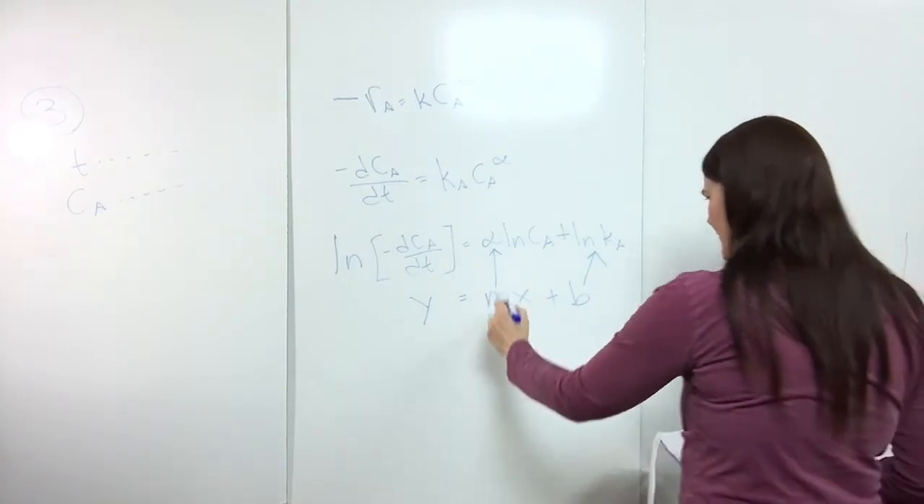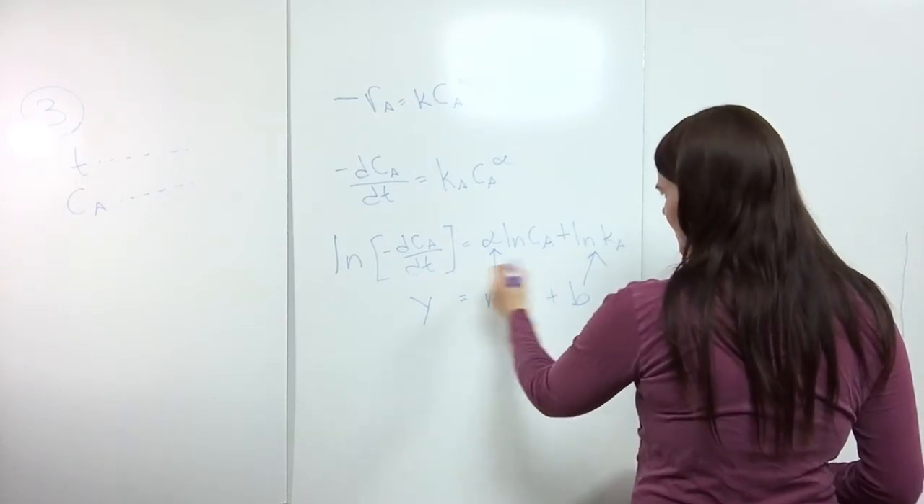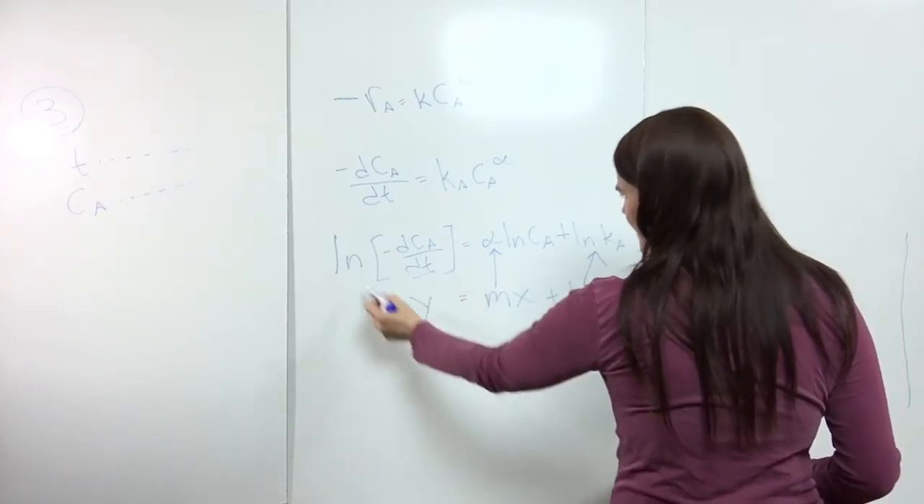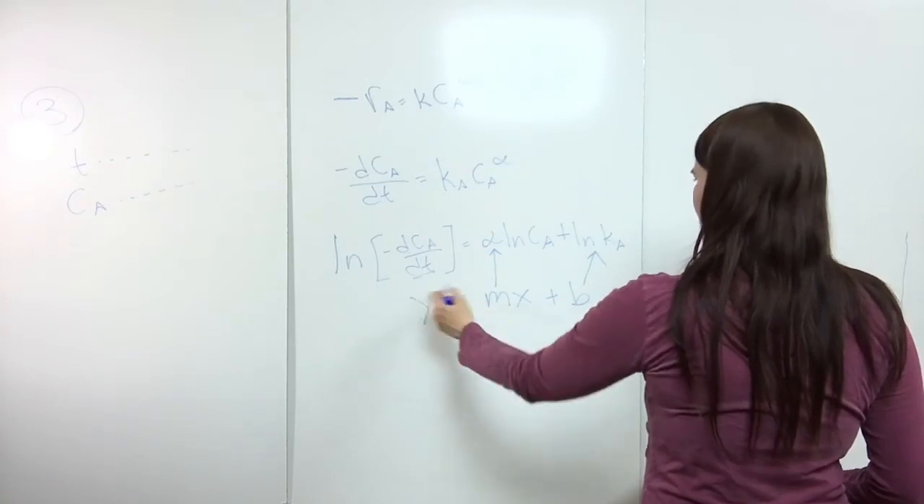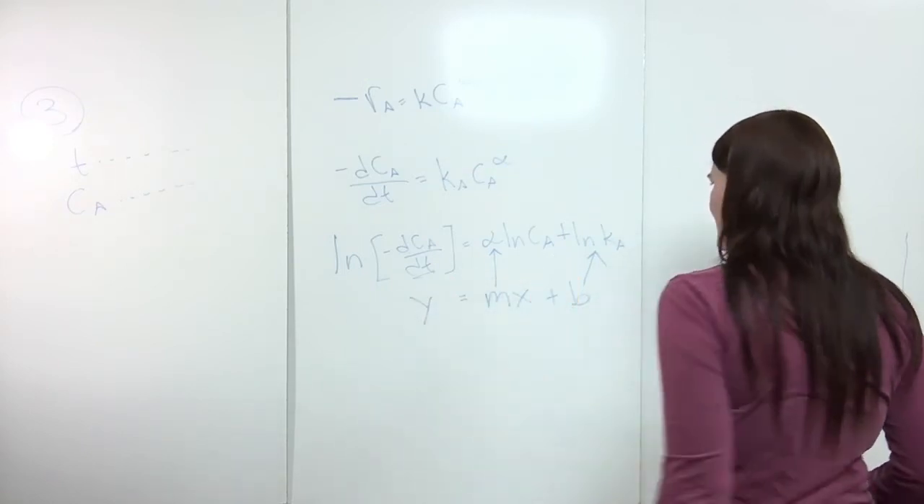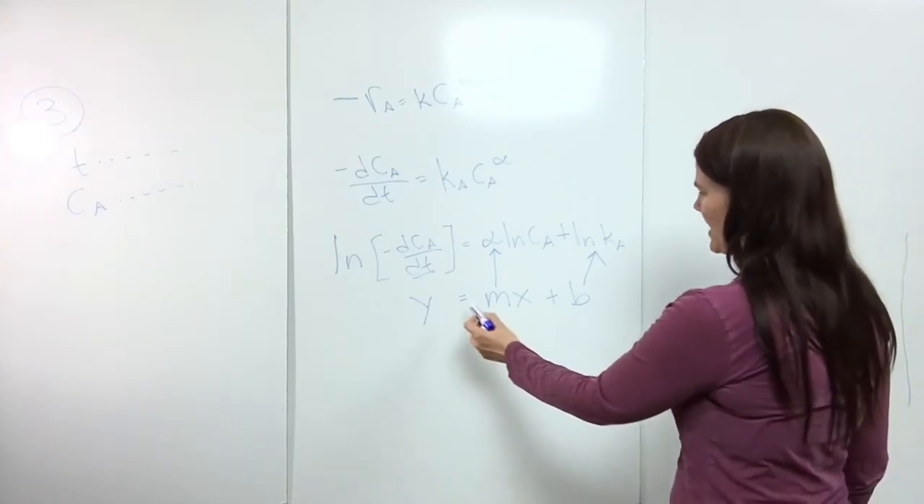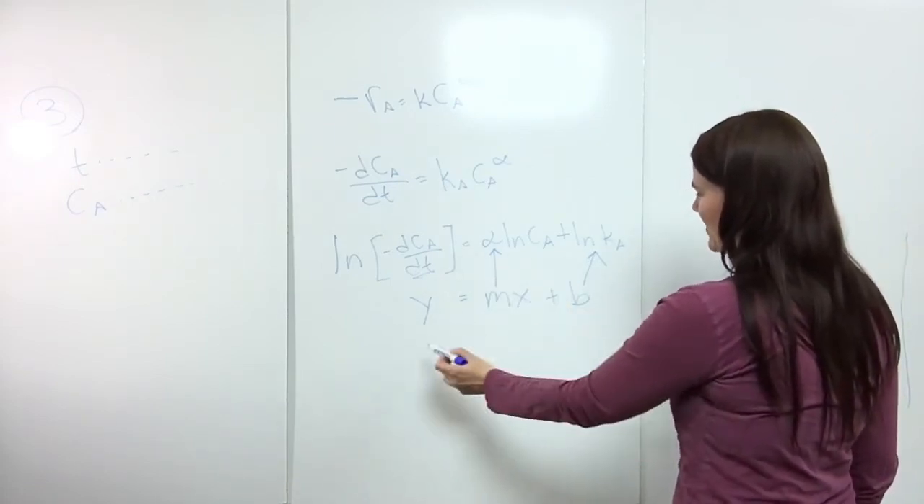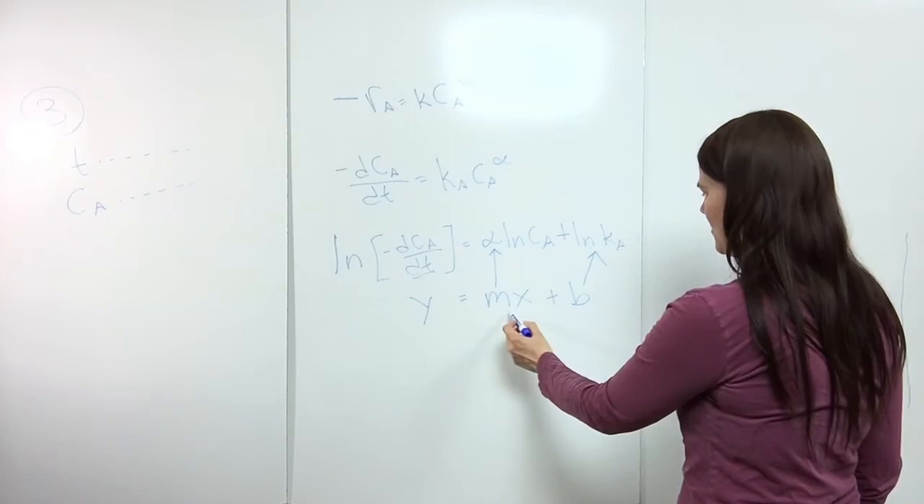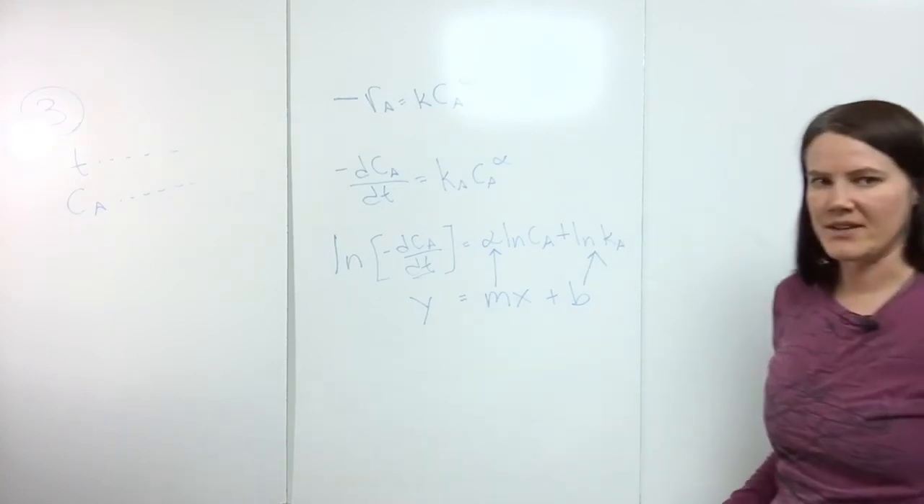But so then once you know this, you take the natural log of it, plot it versus the natural log of Ca, and then you should get a straight line. And so then using linear regression, you can get the equation for a line, and then you know that the slope is alpha and b is the y-intercept.